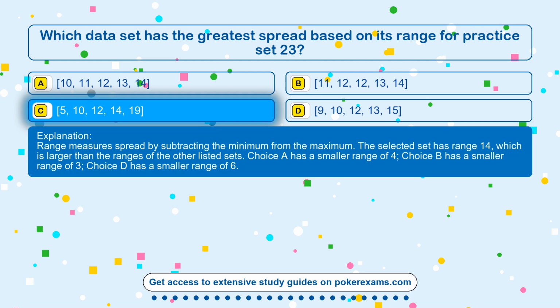Range measures spread by subtracting the minimum from the maximum. The selected set has range 14, which is larger than the ranges of the other listed sets. Choice A has a smaller range of 4, choice B has a smaller range of 3, choice D has a smaller range of 6.